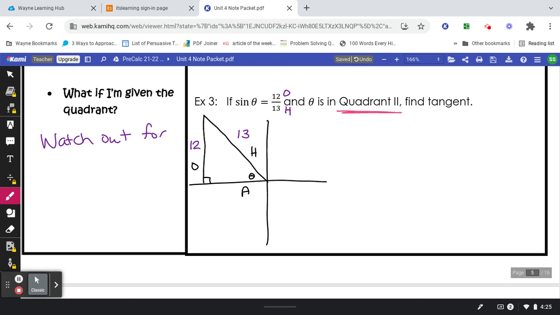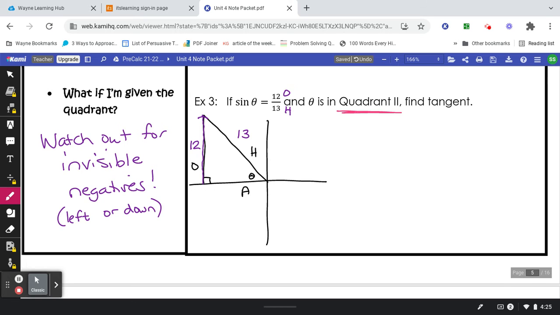Watch out for invisible negatives. Anytime the triangle is moving or going to the left or down, you will have a negative number. So for this 12, I'm actually going upward. So that 12 is a positive. That looks good. Hypotenuse is never negative, so that's a positive 13.